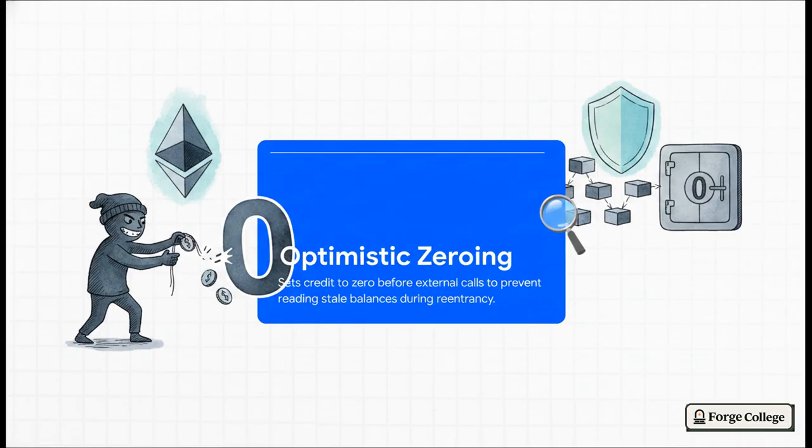If we use optimistic zeroing, the very first thing we do, before sending a single drop of ETH, is aggressively update their internal credit balance to 0. So if their malicious code loops back around and asks for money a second time, the contract checks the ledger, sees a big fat 0, and rejects the request outright. It's a remarkably simple accounting trick that literally neutralizes one of the most notorious smart contract exploits out there.